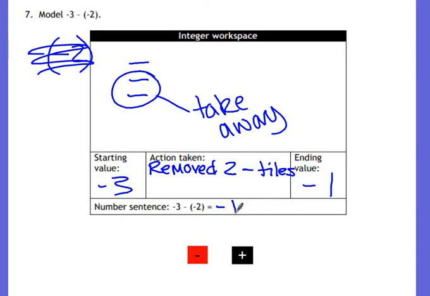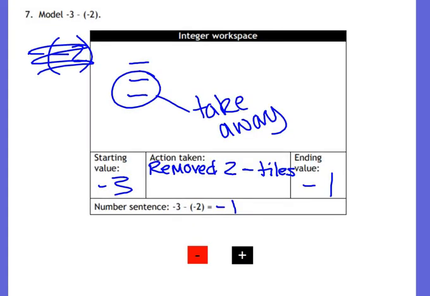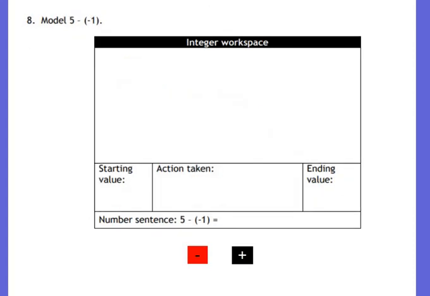Let's look at another. Number 8. We'll go back to, who knew this answer off the top of your head, honestly? I am greatly impressed. Number 8 says 5 minus a -1. What am I starting with? 5. Positive. 1, 2, 3, 4, 5.